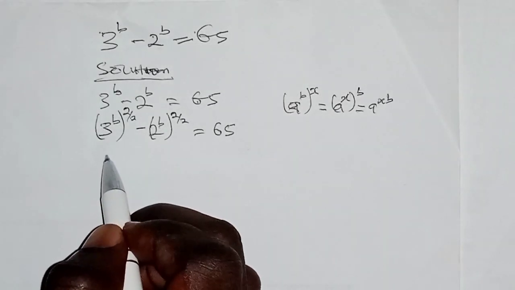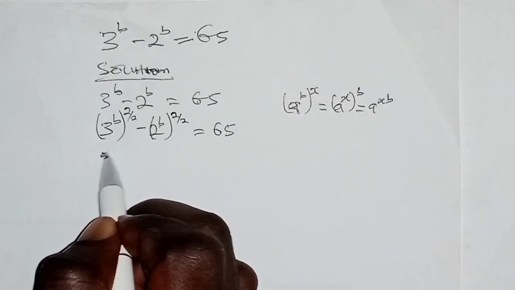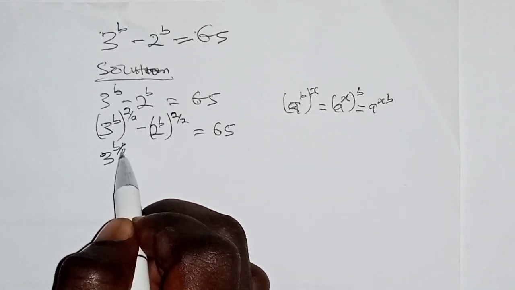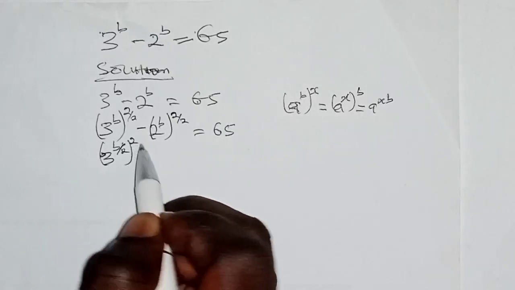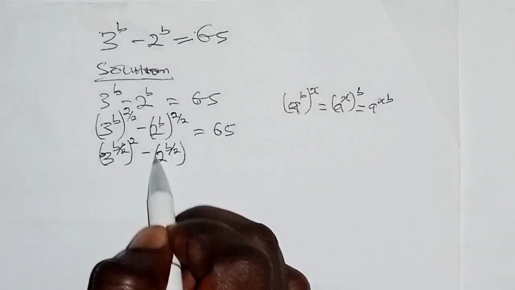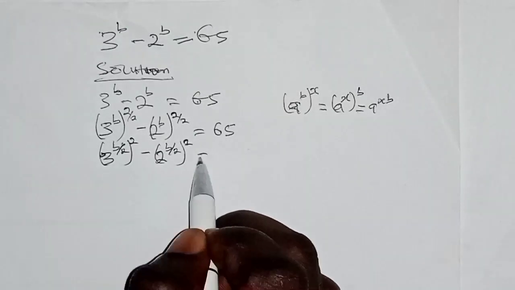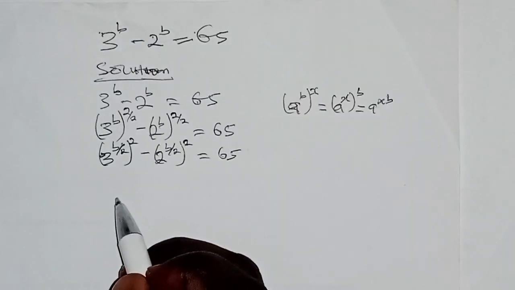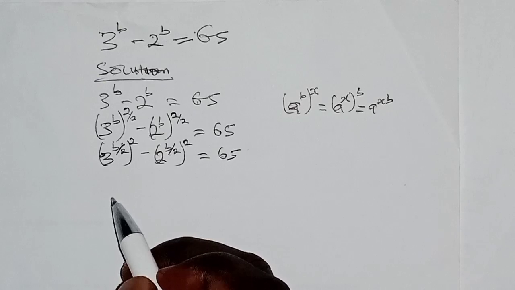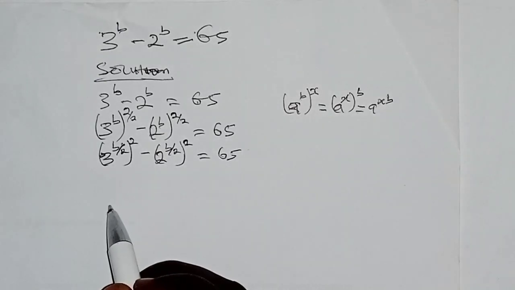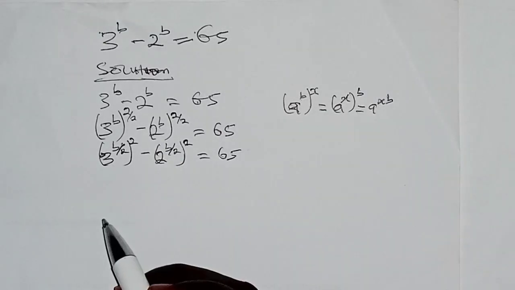So I can rewrite my question in this form: 3 raised to power b divided by 2, raised to power 2, minus 2 raised to power b divided by 2, raised to power 2, and it is equal to 65. Now I want to set the stuff inside the bracket to be something, so that I will reduce the question and have fewer things to deal with.